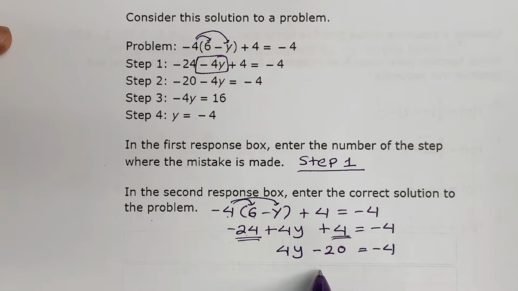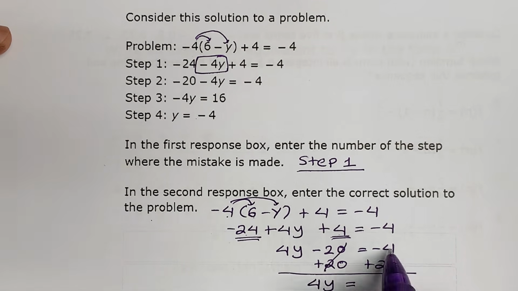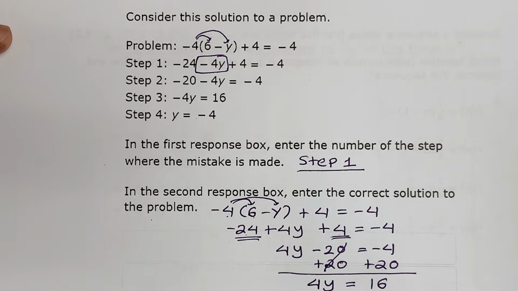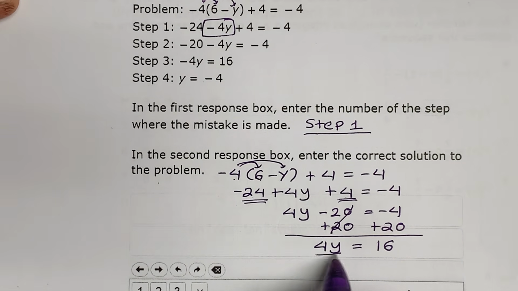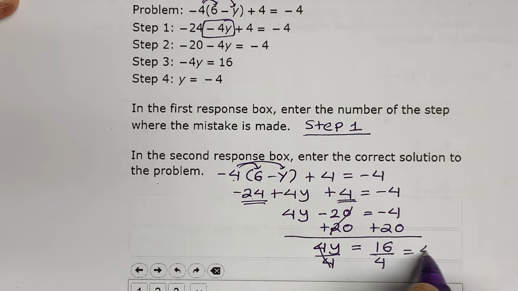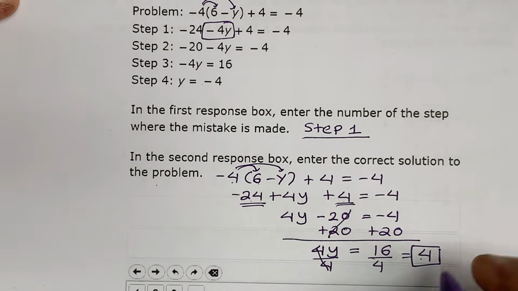I'm going to add 20 to both sides. Okay, we're almost done. So 20 minus 4 is 16, right? And to finish this, I just have to divide both sides by 4. So our answer should have been 4 rather than negative 4. So this is the correct answer.